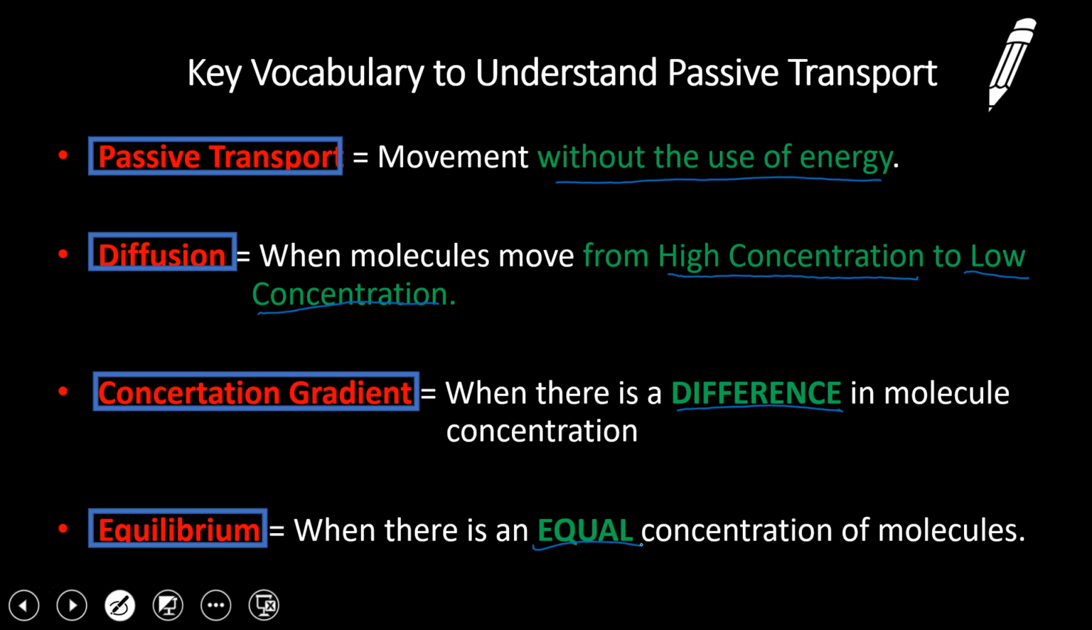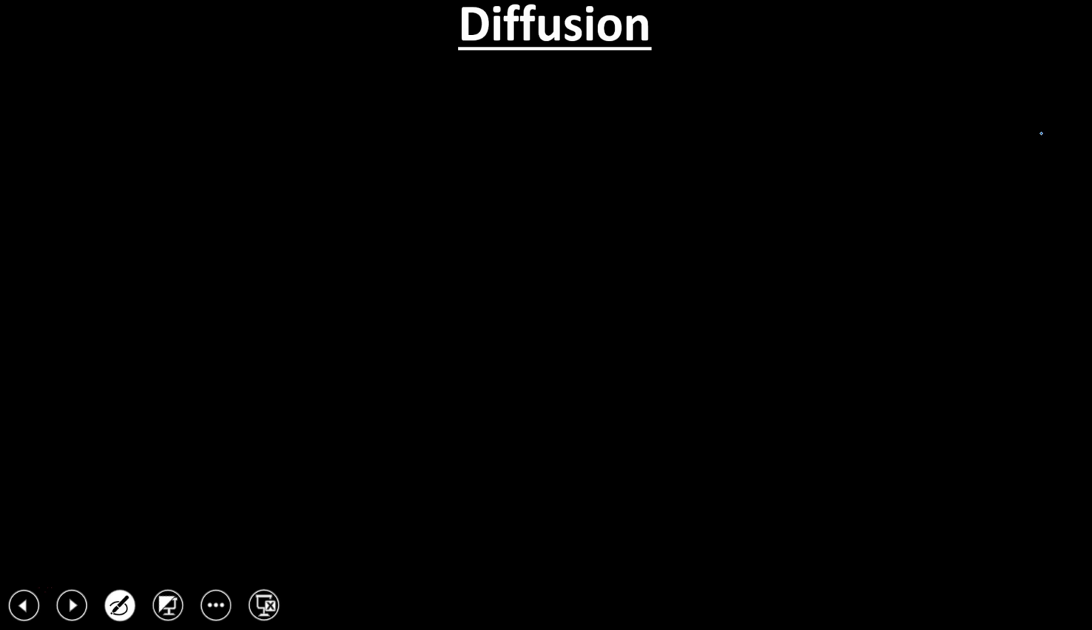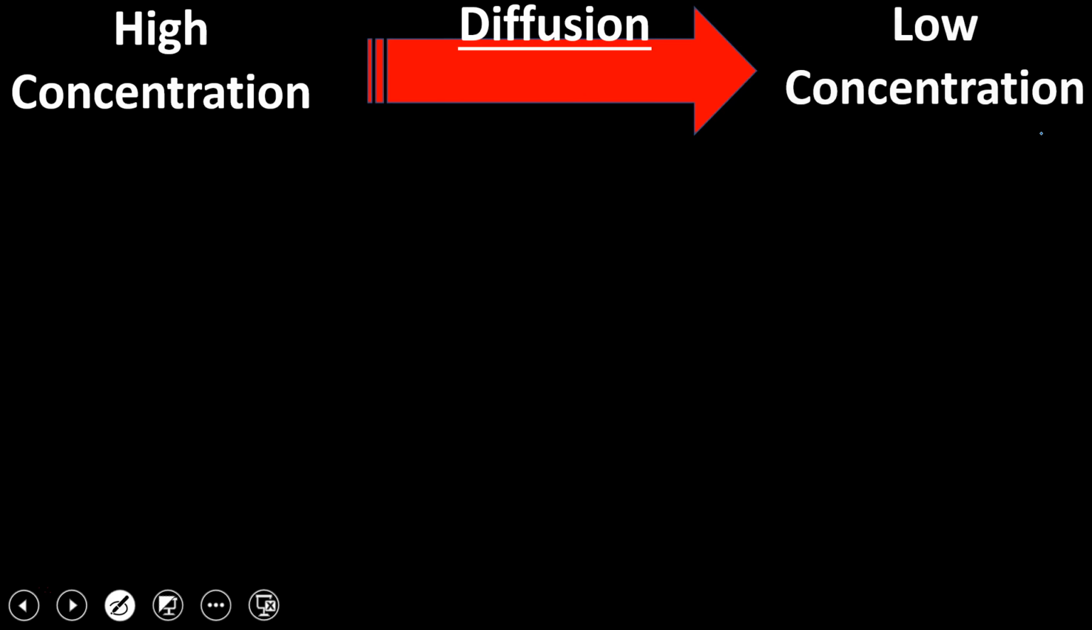Go ahead and put this on pause. Take a quick note of all of these things. And I'm going to show you some examples to clarify what all these words actually mean, okay? So here we go. Diffusion. Again, diffusion always moves from high concentration to low concentration.